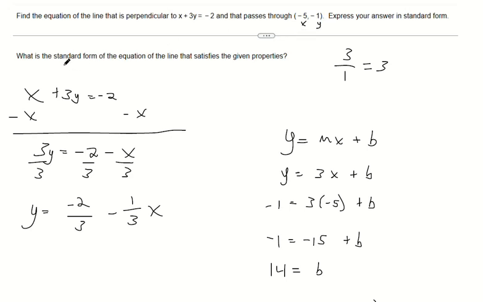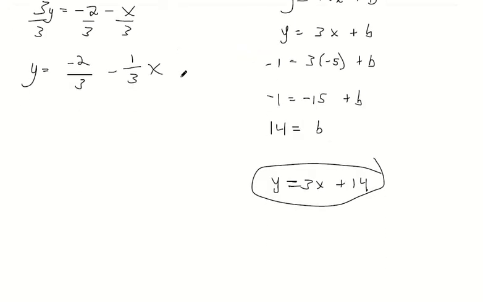But the extra detail they asked us for was standard form. Standard form is where it's a number x plus a number y equals some number by itself. So we've got to rearrange this so that it's in standard form. Some number a, x, plus some number b, y equals some number c. So we've got to have x on the left, so let's subtract that 3x from both sides. So it's going to give a negative 3x, and then it's plus a y here, because it was a positive y.